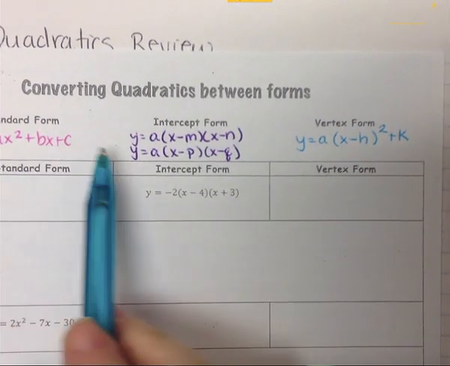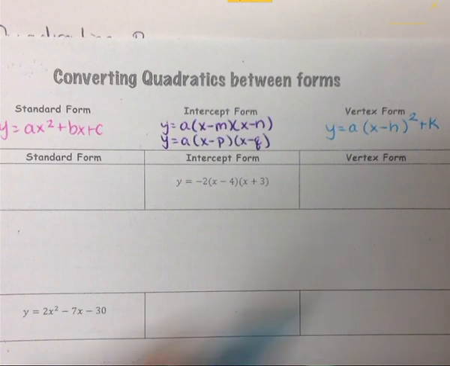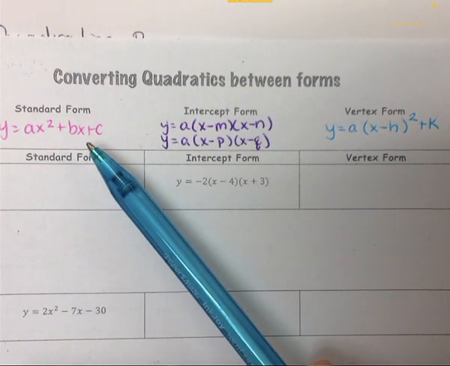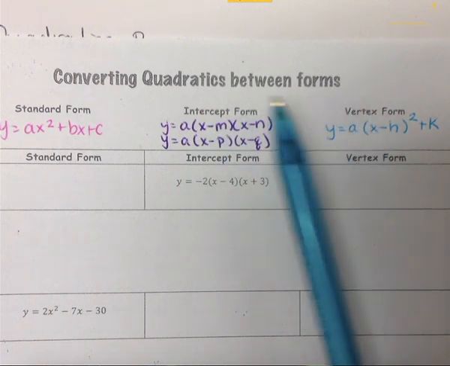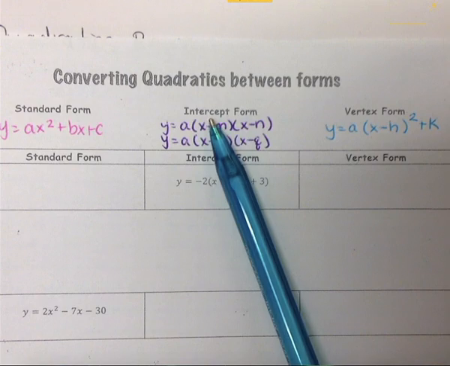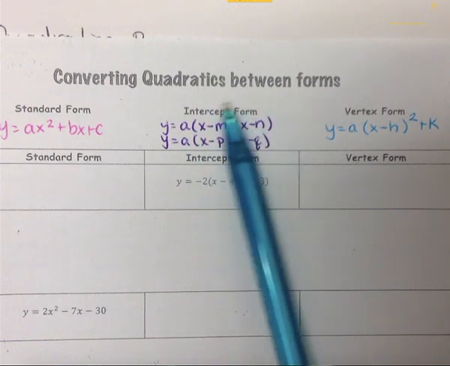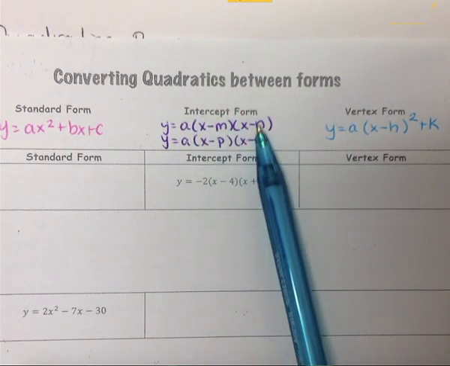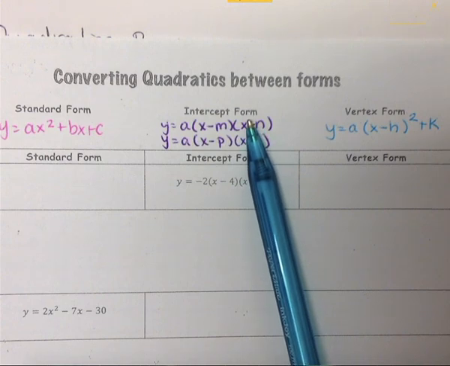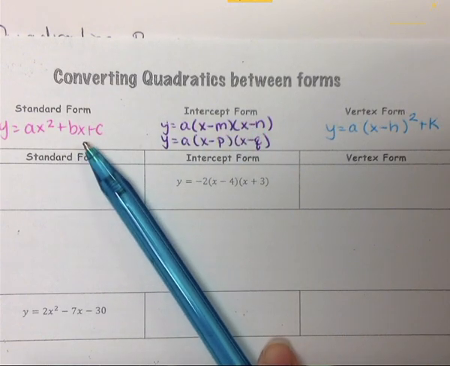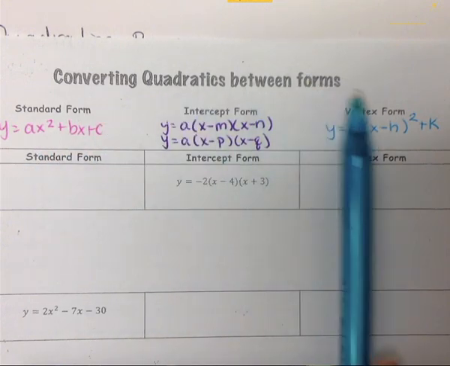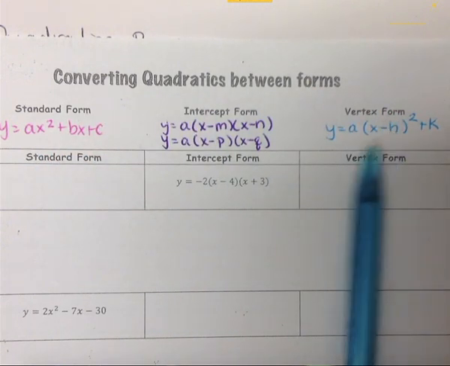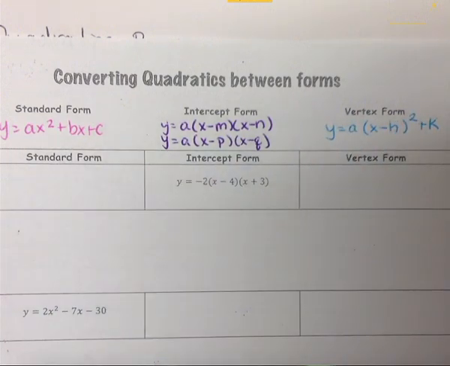So again, these three forms give you the major coordinates of a parabola: the y-intercept, the x-intercepts, and the vertex. Again, not every quadratic is factorable, so you won't always be able to easily find the x-intercepts. But every quadratic has to have a y-intercept, so we can always put it into standard form, and every quadratic has to have a vertex, so we can always put it into vertex form.